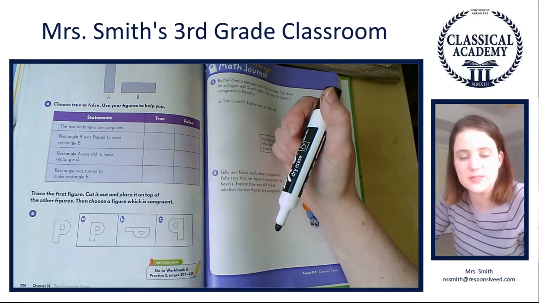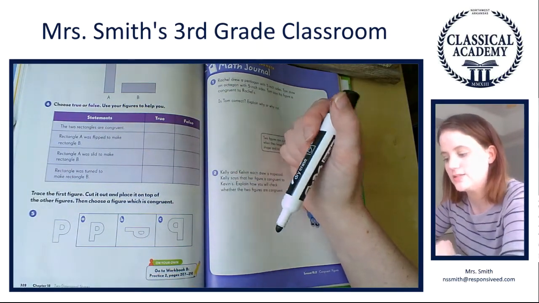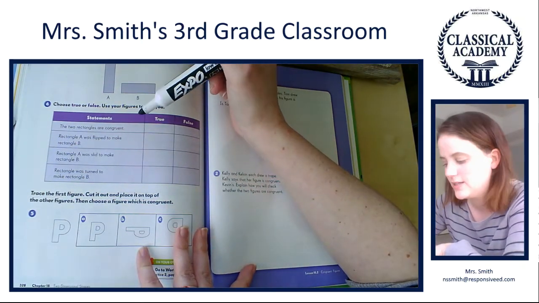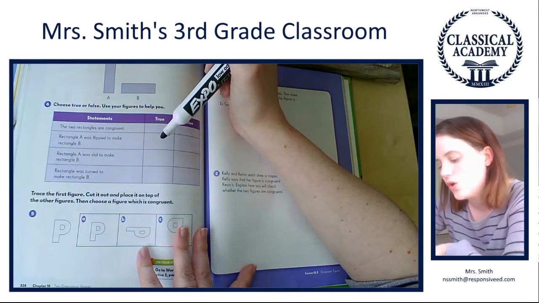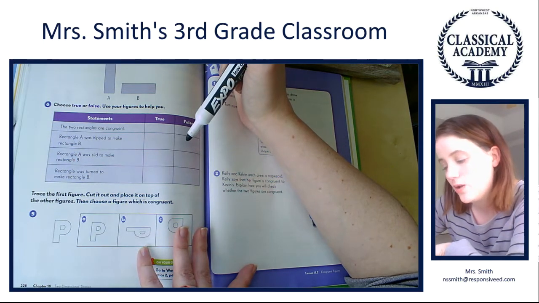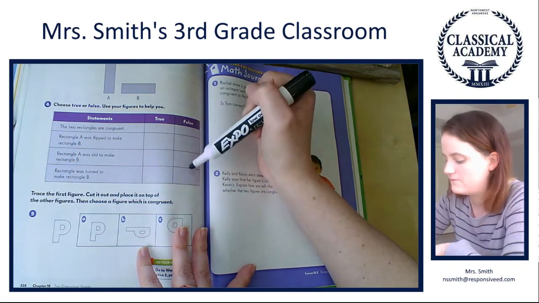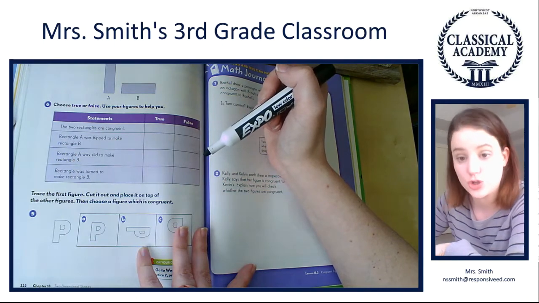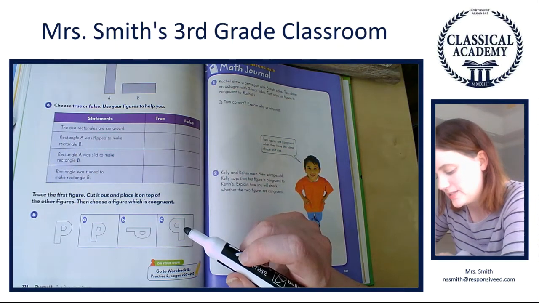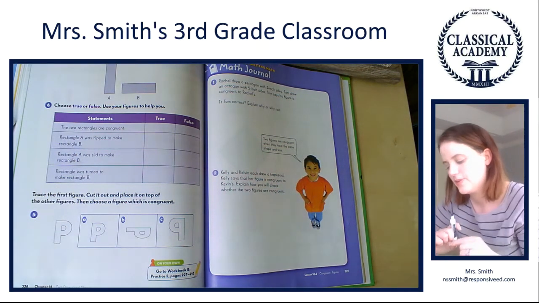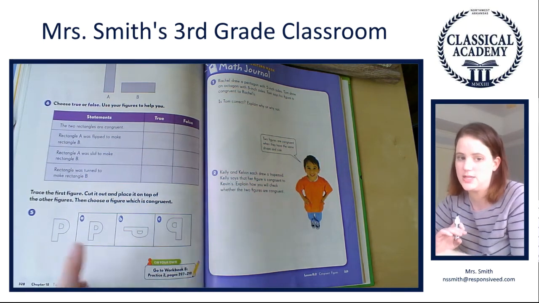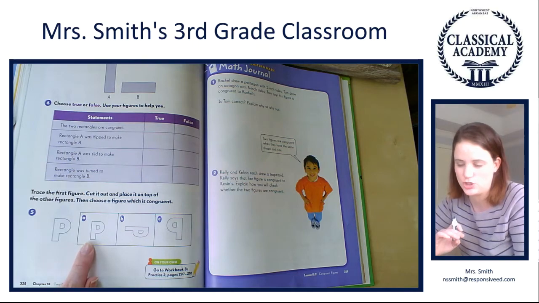Now let's do this page, problem 6. Let's just do it together. The two rectangles are congruent. Are they congruent? True. So you would mark true. Rectangle A was flipped to make rectangle B. False. Rectangle A was slid to make rectangle B. False. Rectangle A was turned to make rectangle B. True. Trace the figures, cut it out, and place on top. Choose which one is congruent. The answer is, if you flip it over, it's C. C has been flipped. This one is too skinny, and this one is too small.